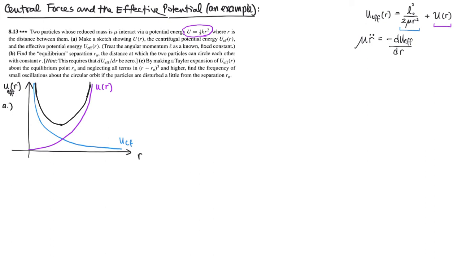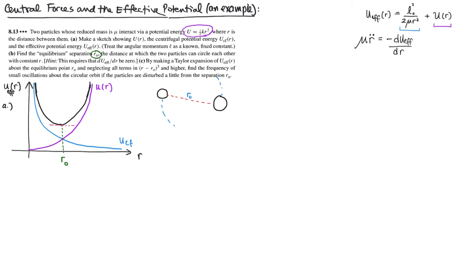Part B is saying find the equilibrium separation r naught, the distance at which the two particles can circle each other with constant r. So remember, we have particle 1 and we have particle 2, and there's an effective potential between them. And we're looking basically for an orbit at a fixed separation between them, r. And we'll call that r naught.